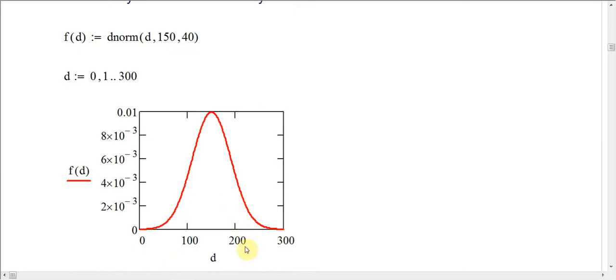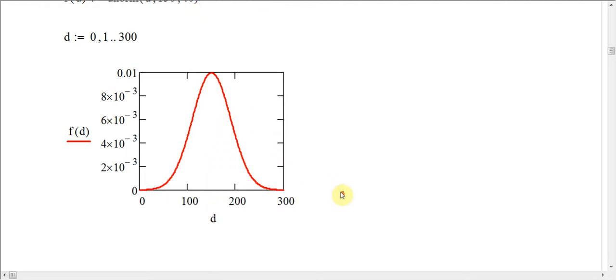Here is the probability density function of the daily demand. It is a curve that is symmetric. That's the Gaussian distribution density, which is symmetric. And we see that the center is close to 150, somewhere here, and we have a standard deviation.